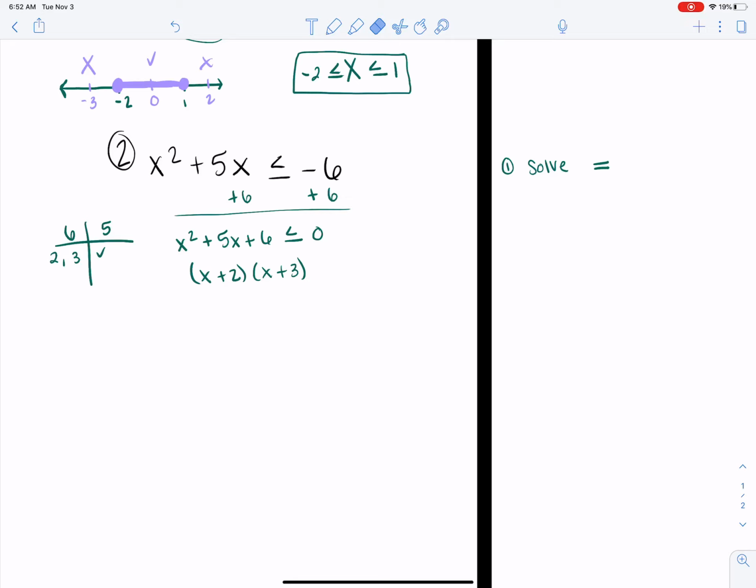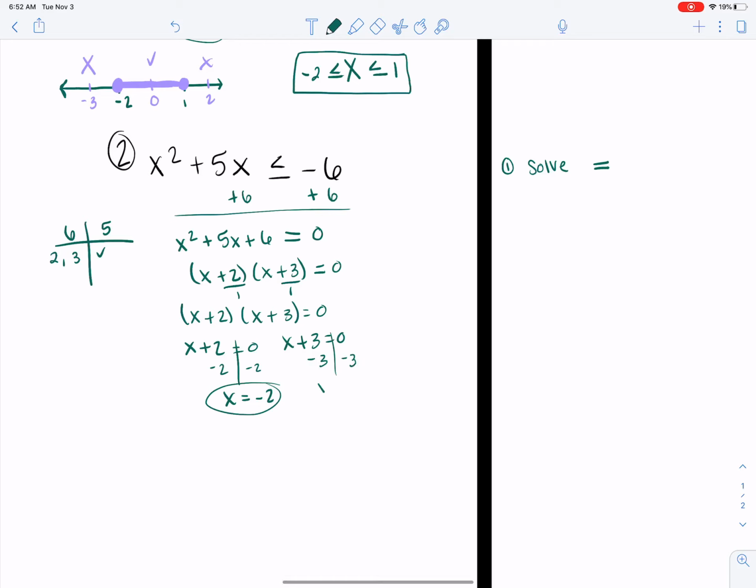Oh, this was supposed to be equal because we were pretending it is equals 0. Okay, now divide by a. A is 1, so nothing changes. x plus 2 times x plus 3. All right, so now we need to find our two answers. So x plus 2 equals 0, x plus 3 equals 0. Minus 2. x equals -2 is one solution. x equals -3 is the other.